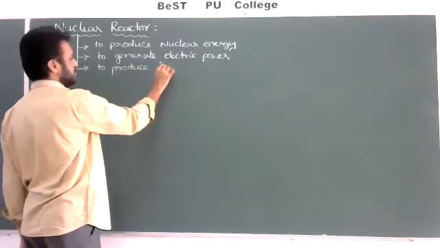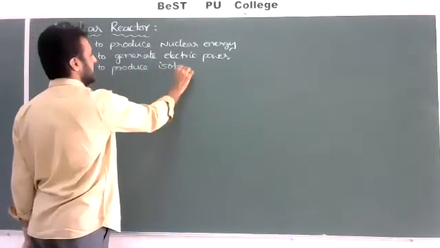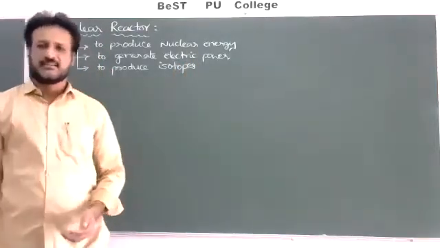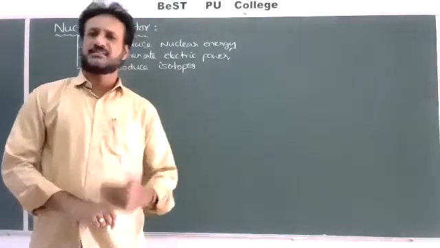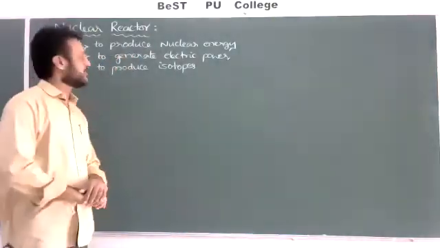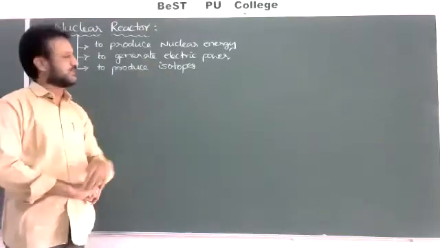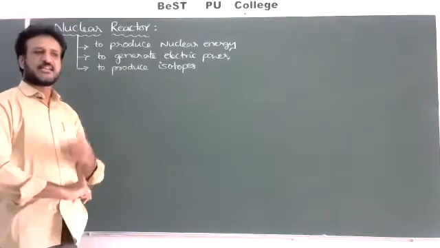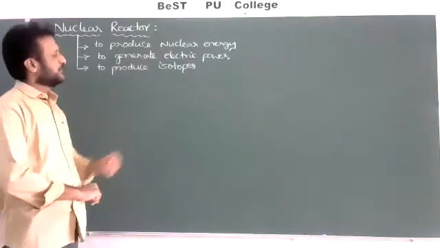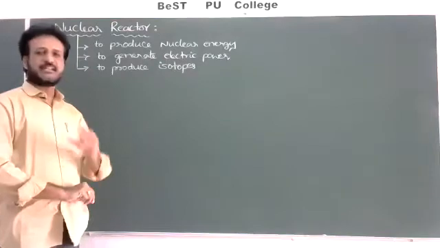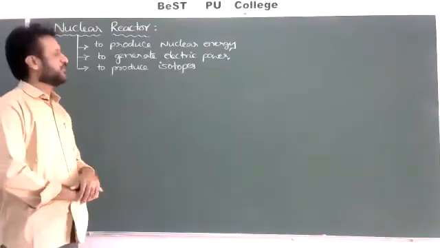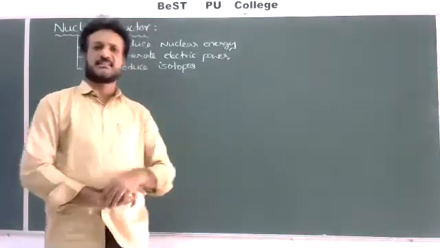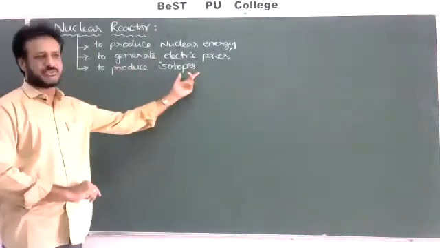The reactor also produces radioisotopes, and these isotopes can be used in various fields like industrial, medical, agricultural, biological, and archaeological. We can use isotopes for curing cancer or thyroid problems, for monitoring the growth of plants, and for finding the age of fossils, rocks, and the earth. So we can use radioisotopes for various purposes.